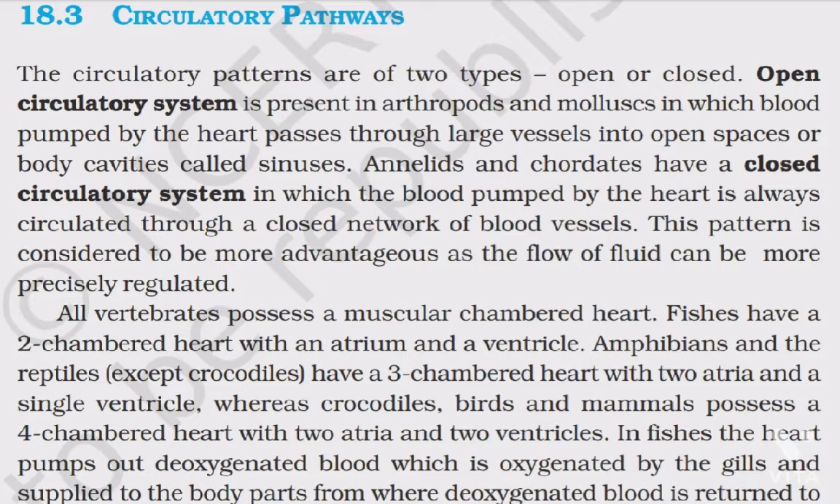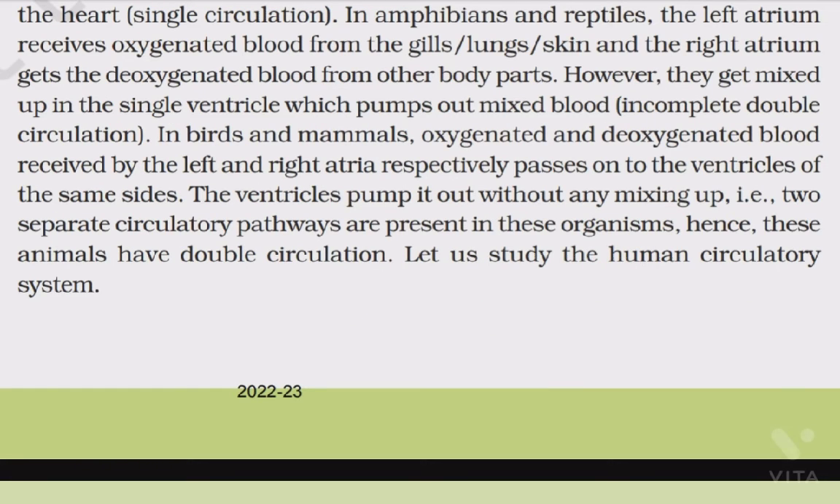In fishes, the heart pumps out deoxygenated blood, which is oxygenated by the gills and supplied to the body parts, from where deoxygenated blood is returned to the heart. Single circulation. In amphibians and reptiles, the left atrium receives oxygenated blood from the gills, lungs, skin, and the right atrium gets the deoxygenated blood from other body parts. However, they get mixed up in the single ventricle, which pumps out mixed blood.